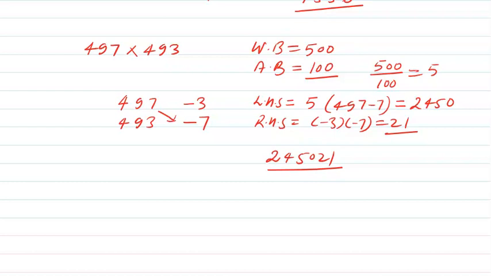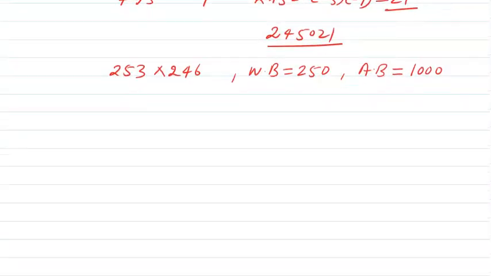Let us take one more example of working base multiplication. Suppose I take the product of 253 and I want to multiply it by 246. One thing is very clear here, that if you take these two numbers, you have to take the working base as 250, right? And for the actual base, it is better to take the actual base as 1000. I can take actual base 100 also, but let us first take the actual base as 1000 and then do this problem.